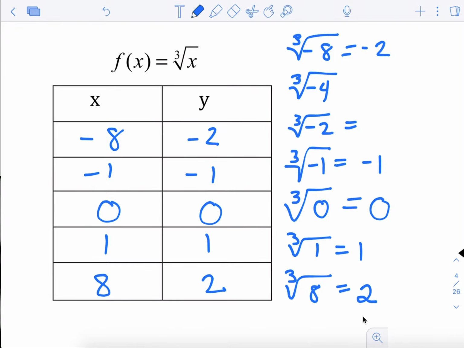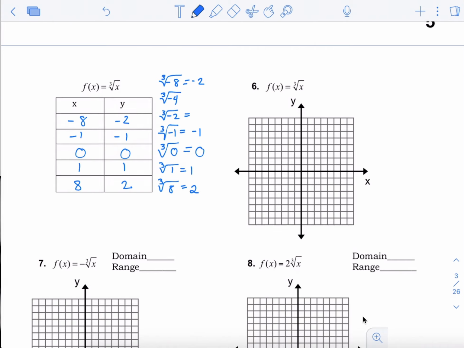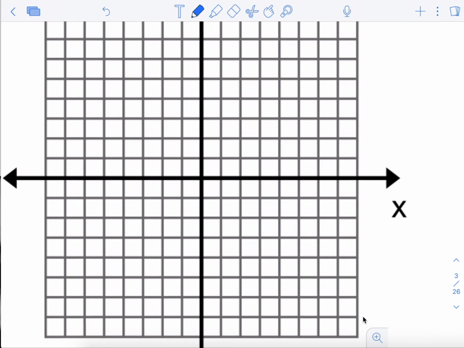If you want to pause, write any of that down, you're welcome to. It's still going to be on the screen. Let's graph that parent function real quick. So when I graph those, it's going to look something like this. I know that's really sloppy, but it's going to look something like that. Zooming in, we should end up with 0, 0, 1, 1, and then all the way over to 8, 2.